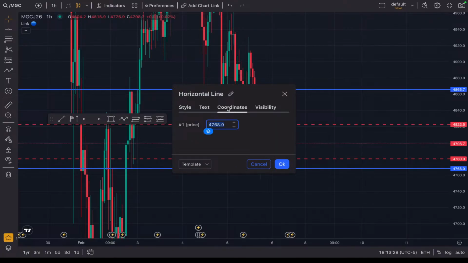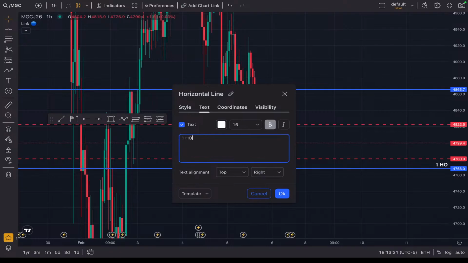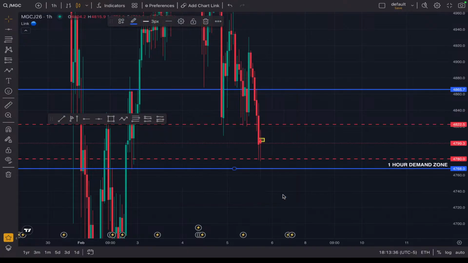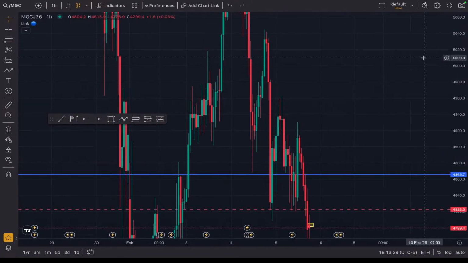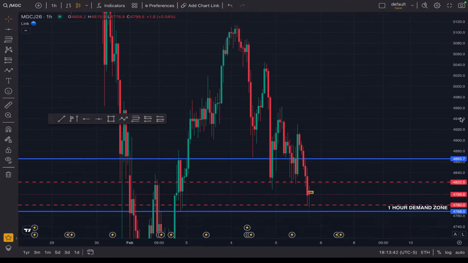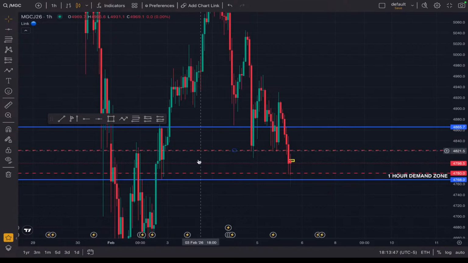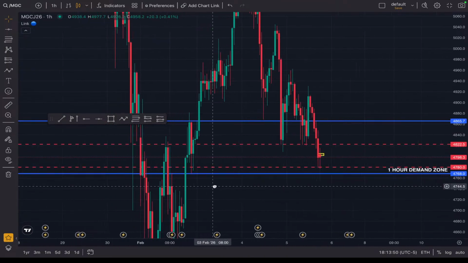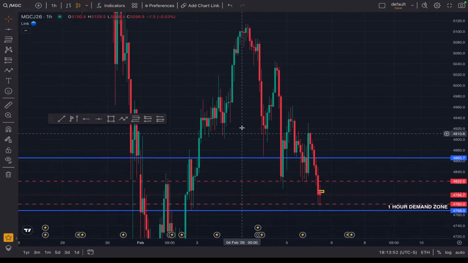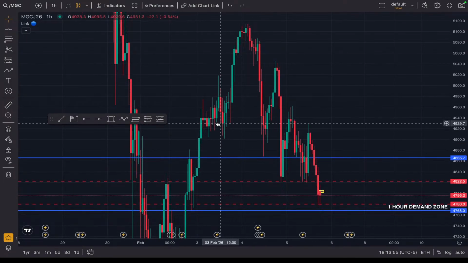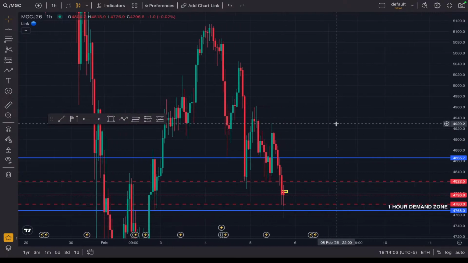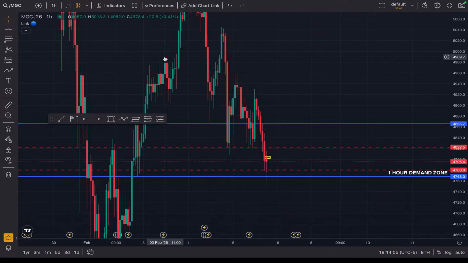All right, this is a 1 hour demand zone on Topstep. So see, that's the weird thing, bro. By Topstep's definition, we're still in the zone. So we only broke through one zone, really, which is this one right here. This little zone right here. We broke through this basically last night. And now we're just waiting, man.